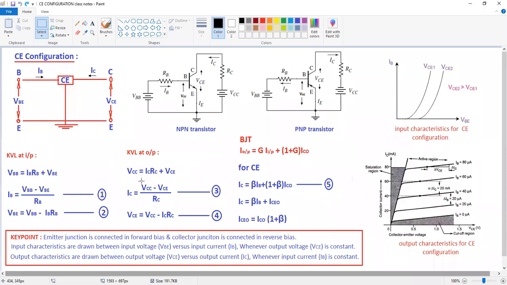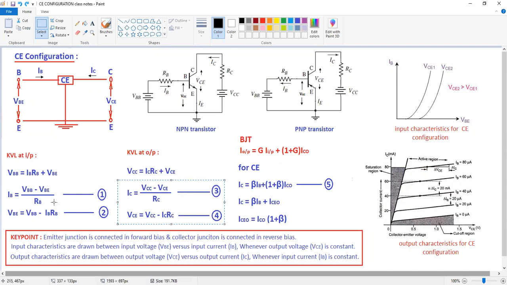Again from this equation, I am going to write the output current as well as output voltage equations here. IC is equal to, if it comes to the LHS side, VCC minus VCE by RC. Similarly, output voltage VCE is equal to VCC minus IC into RC from this equation. Now these are your output current and output voltage equations from this output side loop.